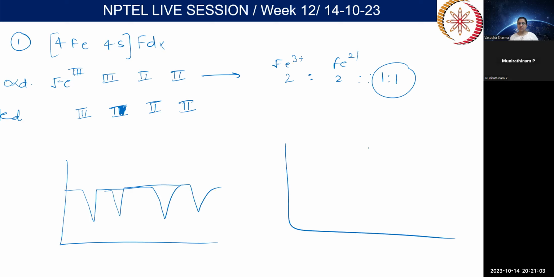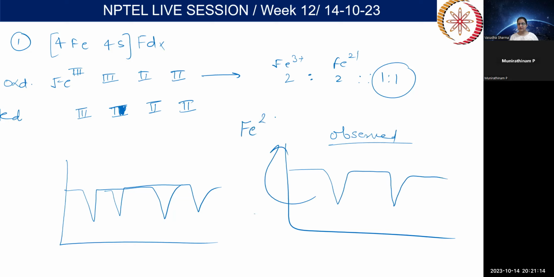But what we actually observed experimentally in the Mössbauer spectra is only one kind of pattern. That means this kind of system only exists when it has, sorry, a 2.5 oxidation state. Earlier we expected both iron 3 plus and iron 2 plus to be there, but it is having just iron 2.5. That's an average. That means it is delocalized and we cannot distinguish the two irons there. So is this clear?